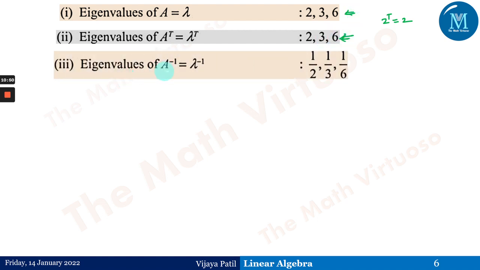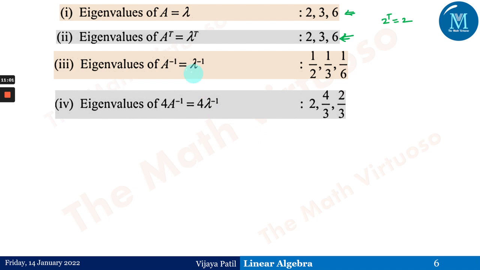Eigenvalues of A inverse is nothing but lambda inverse. Now inverse means a reciprocal with respect to the real number. So what is the reciprocal? 1 by 2, 1 by 3, 1 by 6 are the lambdas for A inverse. Then the eigenvalues for 4A inverse would be 4 times lambda inverse. So whatever values we have got for lambda inverse, or 1 by lambda, we'll use those. So it's 4 into 1 by 2, comma 4 into 1 by 3, comma 4 into 1 by 6. That gives us 2, 4 by 3, 2 by 3 respectively.